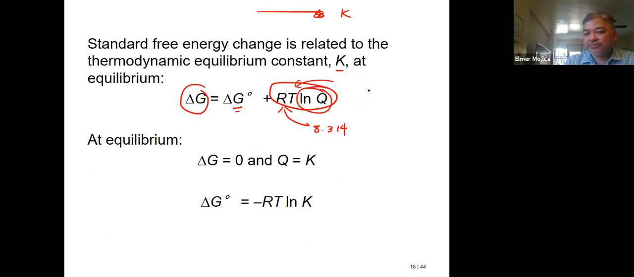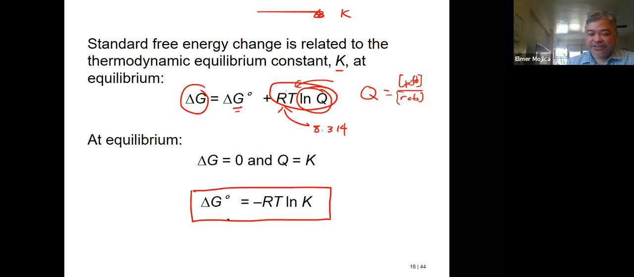Now what is Q? That's the one that you learned, the products over the reactants. And at equilibrium, we know the delta G is equal to 0, right? And Q will be equal to K. So you're going to have here another delta G. And what do we call this? I call it the Ratley equation. So you have the granddaddy, the big mama, and then you have here the Ratley equation.